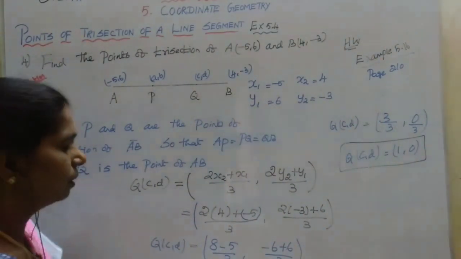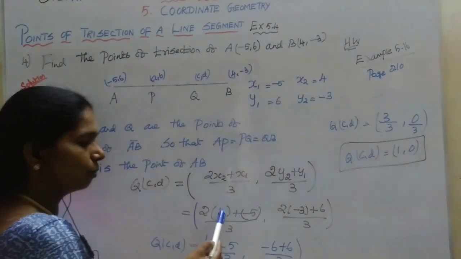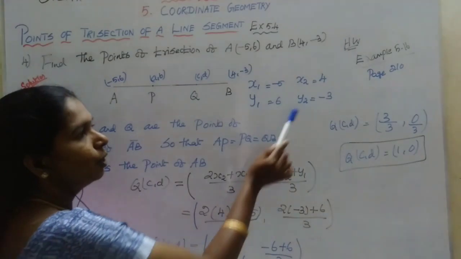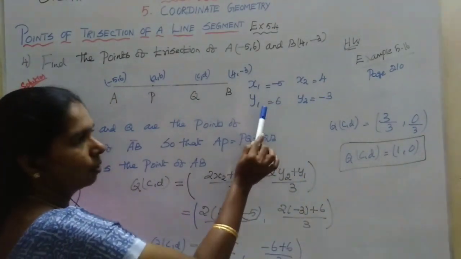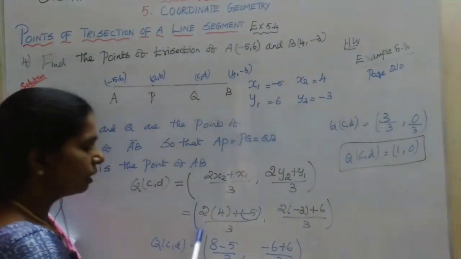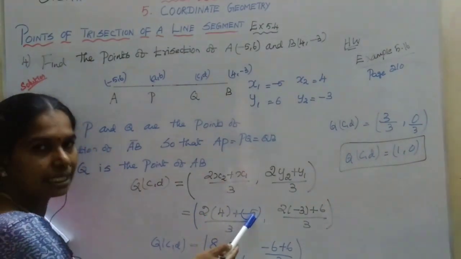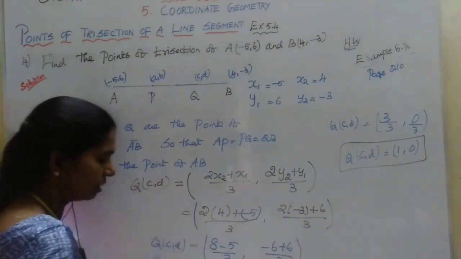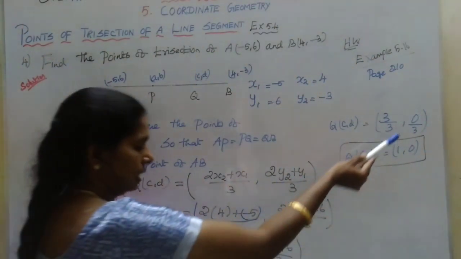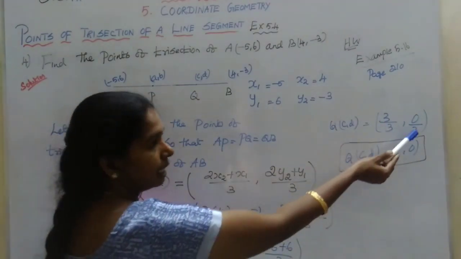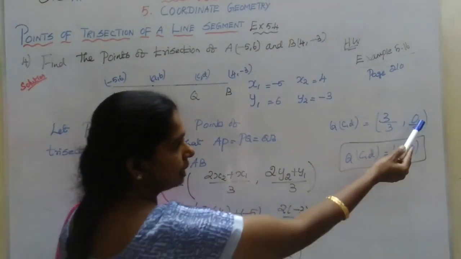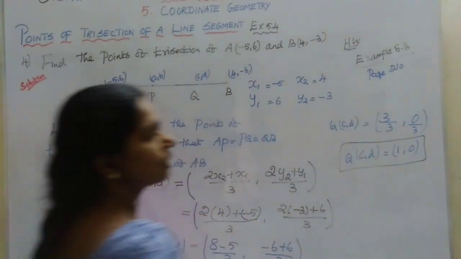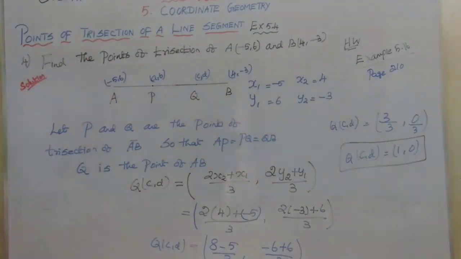Yes, very good. Now 2 of x2 value, which is 4, plus x1 value, minus 5, by 3, comma 2 into y2, minus 3, plus y1, 6, by 3. Now here 2 fours are 8 plus minus 5 by 3, comma 2 threes are 6, minus 6 plus 6 by 3. So Q of C comma D will be 8 minus 5 which is 3, by 3, comma minus 6 plus 6 which is 0, by 3. So we are getting Q of C comma D as (1, 0).